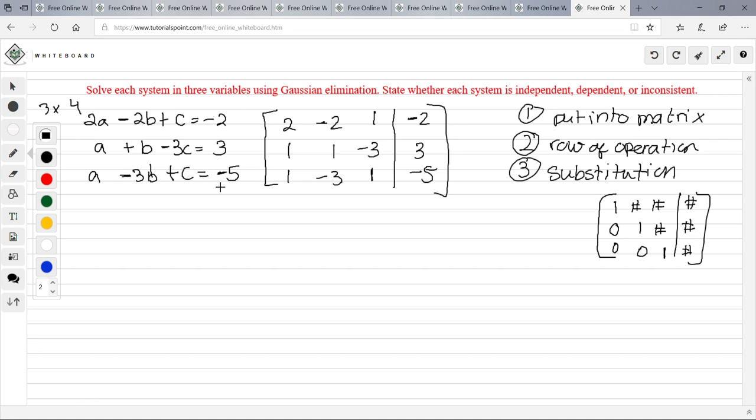I already did this, so I'm just going to show you what I did for each row. If you're barely learning this, I would do the math little by little, but since I've already done it, I can just put the answers. So first step, I'm going to manipulate row 2. I'm going to do row 1 minus 2 row 2.